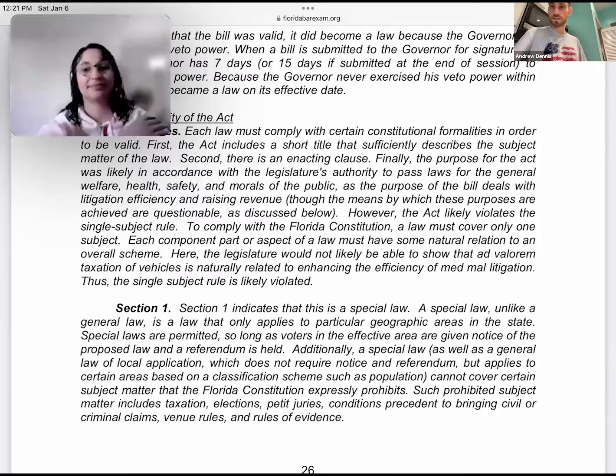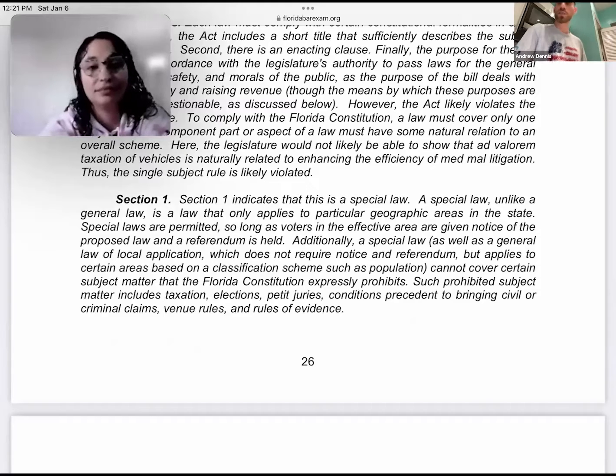All right. However, the act is likely violating the single subject rule. Now let's talk about this. Section 1 indicated as a special law.